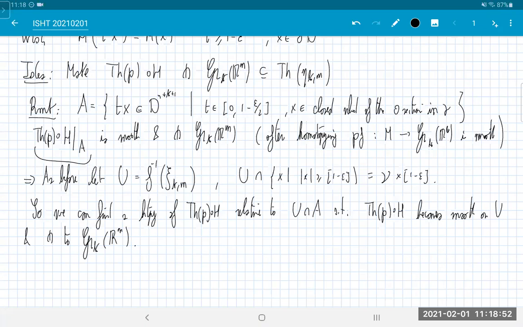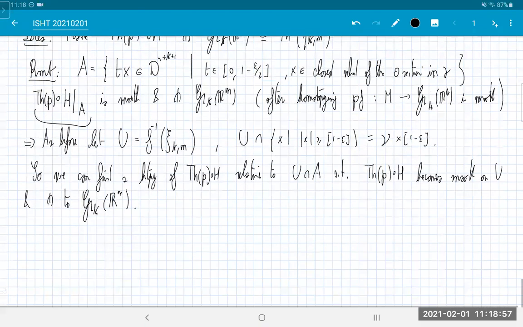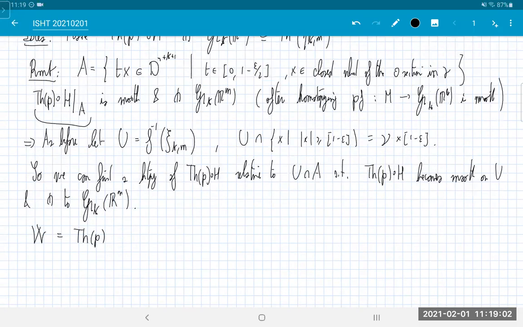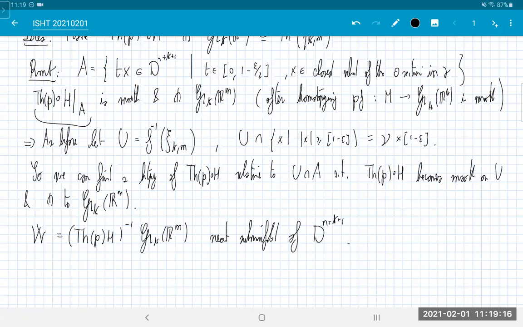And now we have one. Because now you let W be the preimage of the Grassmannian. This is a neat submanifold of the M plus K plus one, with boundary exactly M, since we know what this map does on the boundary of the N plus K plus one.